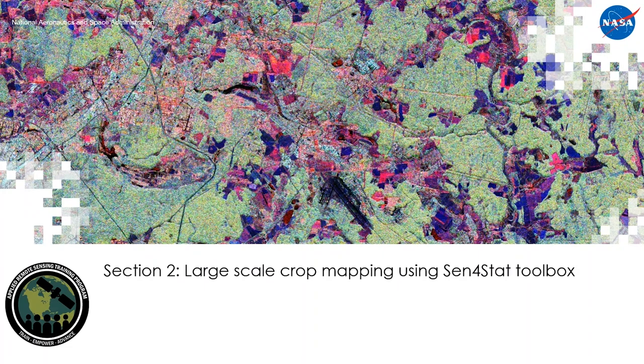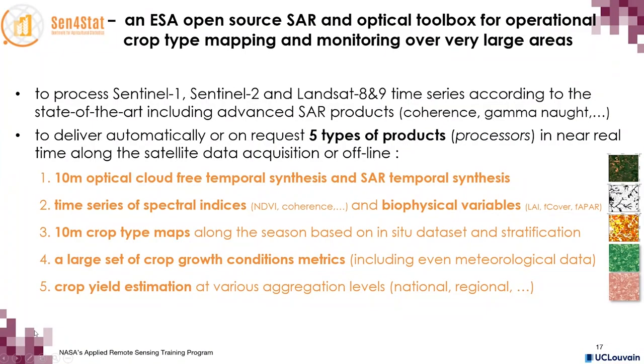Let's proceed now with section 2, to introduce the Sen4Stat toolbox in order to map large-scale areas in terms of crop type. Sen4Stat is an ESA open-source toolbox for operational crop type mapping and crop condition monitoring over very large areas. This toolbox is able to process Sentinel-1, Sentinel-2, and Landsat 8 and 9 time series according to state-of-the-art methods, including advanced SAR products.